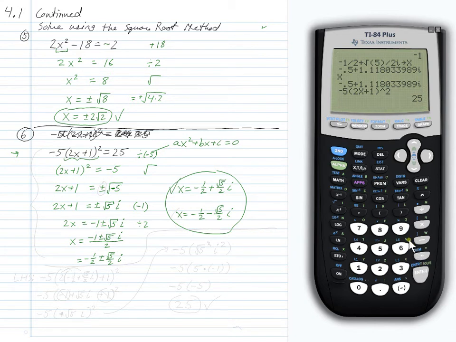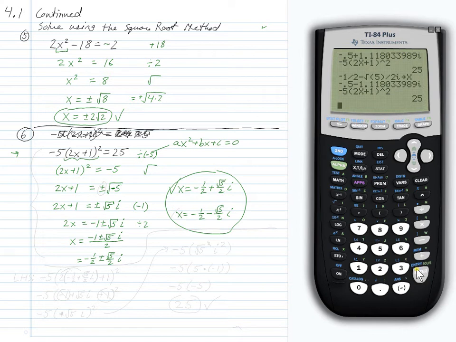The other x value, if I plug that in, I will need to make a little modification. I'll go back to the earlier entry where I typed in the plus root 5 over 2 version, and I'll just change that plus to a minus, and then I will store that new x value. Then I'll bring back the entry of my left-hand side of the equation, and we get 25 again.